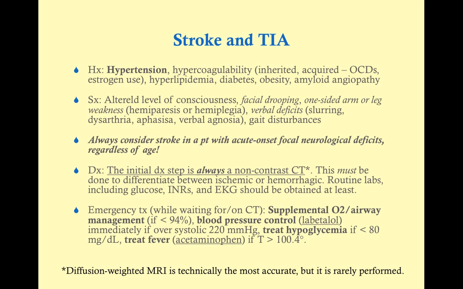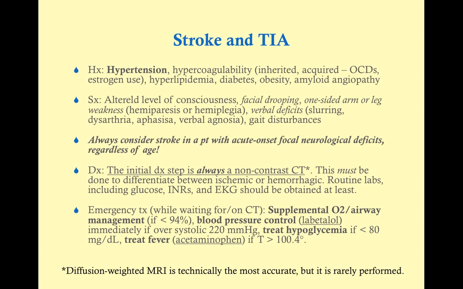And symptoms of stroke, as mentioned, are altered level of consciousness, facial drooping, one-sided arm or leg weakness. Usually it's on one side of the body or the other. You could have verbal deficits or gait disturbances. Certainly you're not going to have all of these. You may just have one or a couple of them. It all just depends on where the stroke is. And you should always consider stroke in a patient with acute onset focal neurologic deficits regardless of the age.